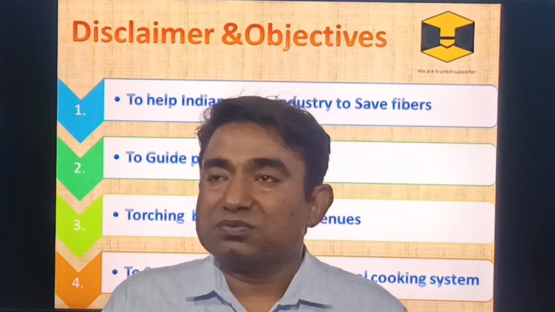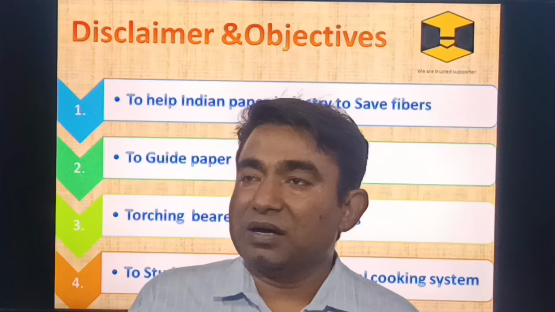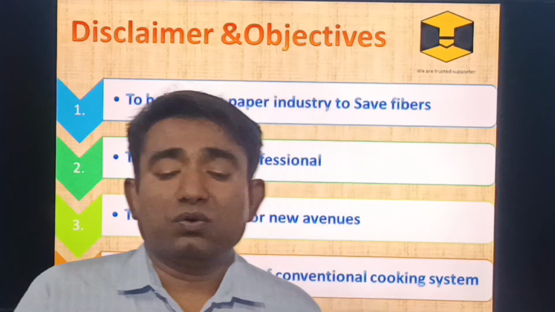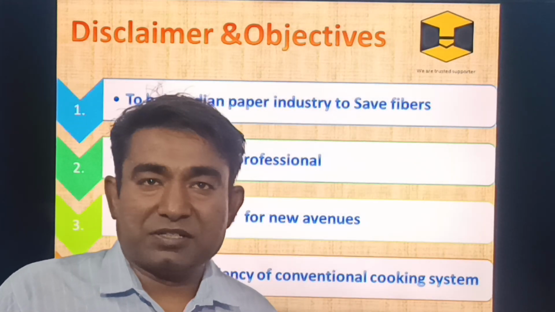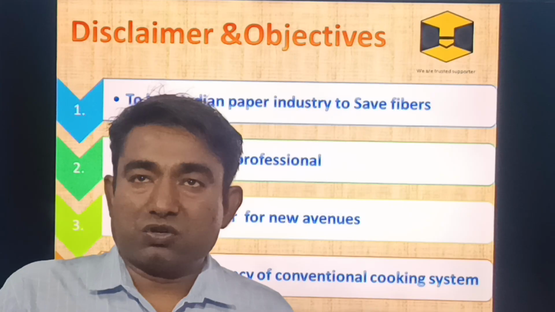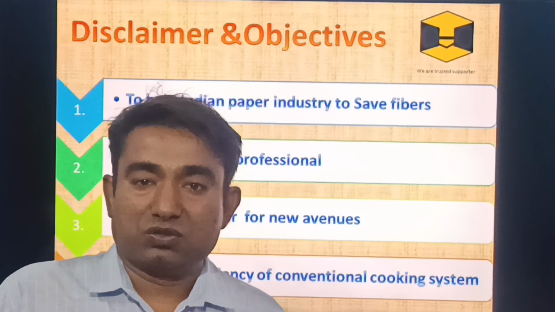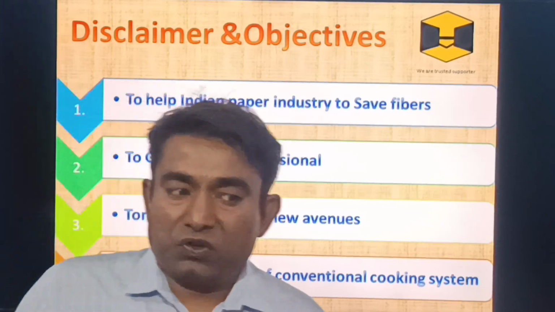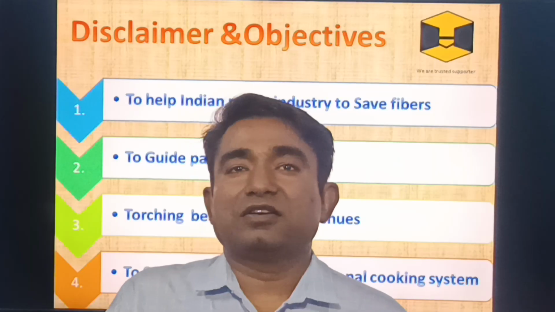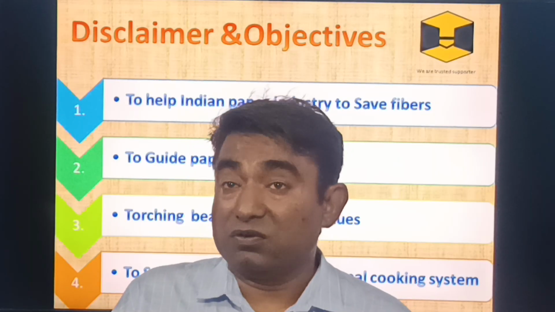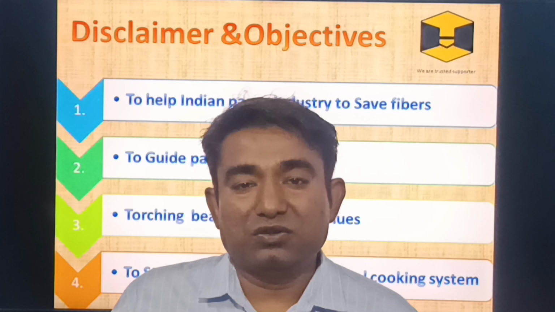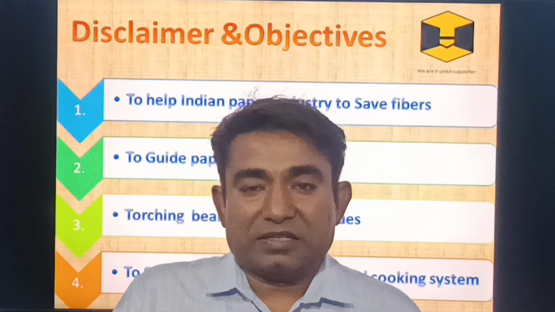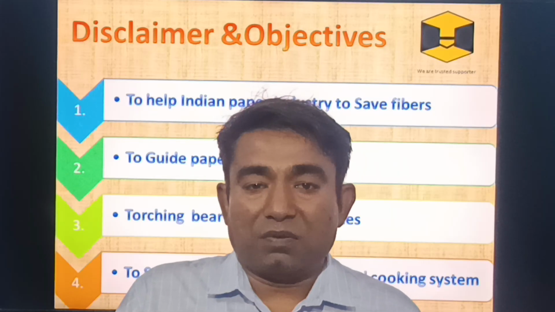The prime objective is to help the Indian pulp and paper industry save fiber, and to guide pulp and paper industry professionals to calculate the cost part, along with process engineering and re-engineering. We want to be a torchbearer for the industry to bring out innovation on how we can reduce the cost, because cost is the top concern of the day.